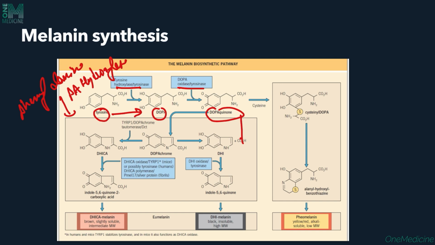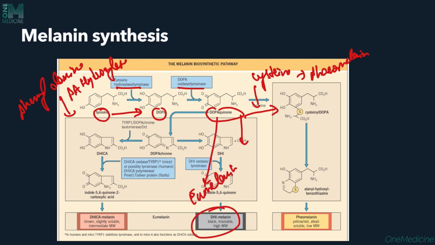After that, spontaneously it can form two things. Dopaquinone, if there is addition of cysteine, can form pheomelanin, which is the yellow to red type of melanin, and spontaneously again it will form eumelanin. Eumelanin is the black pigmentation that is formed, or it can form yellow to red pheomelanin, two types of melanin which are formed. So this is a spontaneous reaction, whereas this is an enzymatic reaction which takes place for the melanin synthesis.